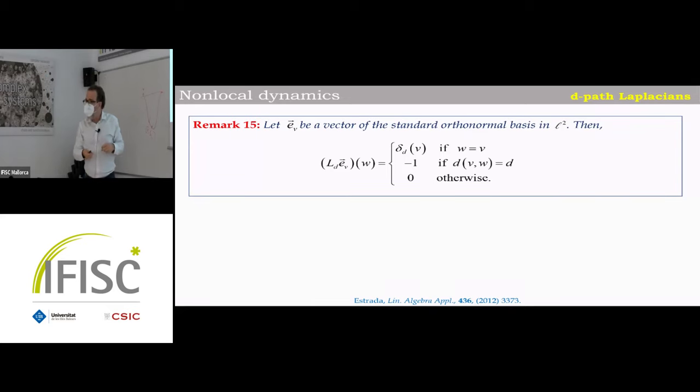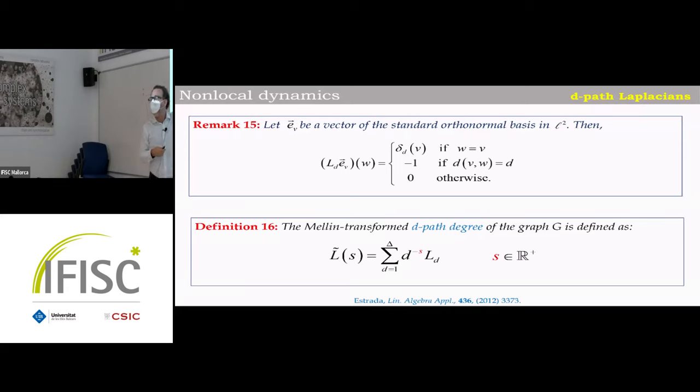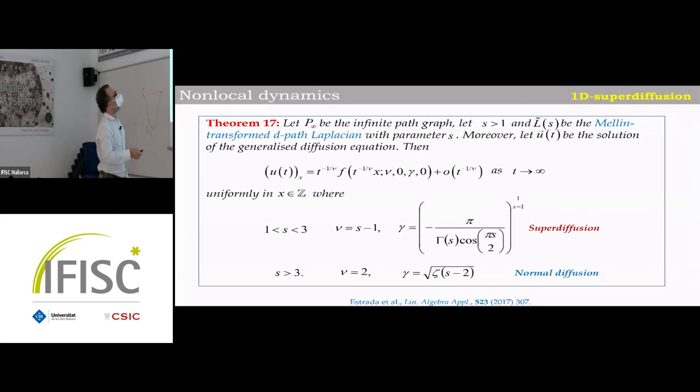And then what we are doing is to consider that these agreements can be made for any pair of nodes at any distance, but such that this distance influences in an inverse way the power with which this agreement is made. So it means that I take the sum of d, which is the distance, to minus a power s, in which s is the strength of these interactions, multiplied by the d-path Laplacians.